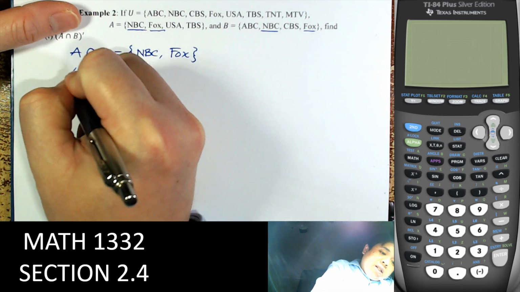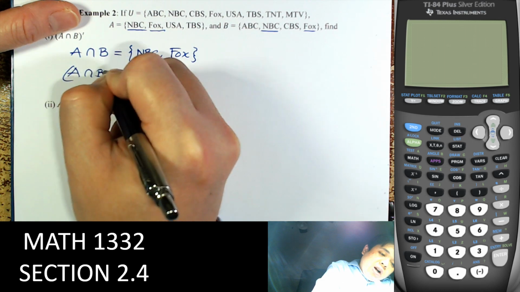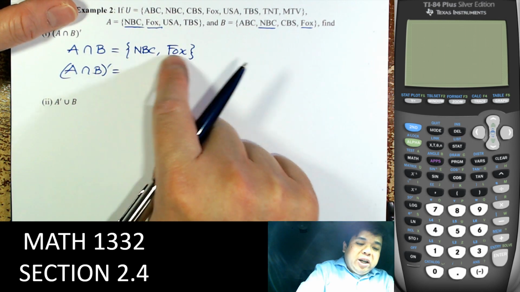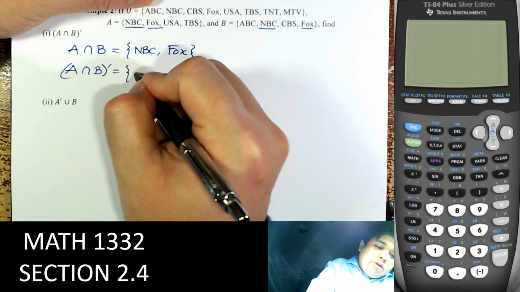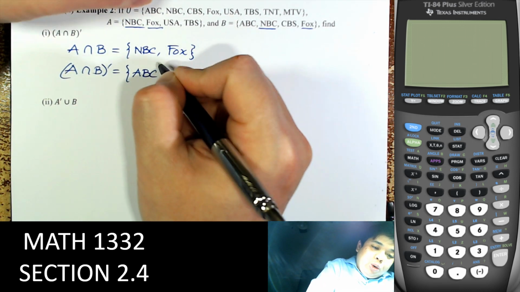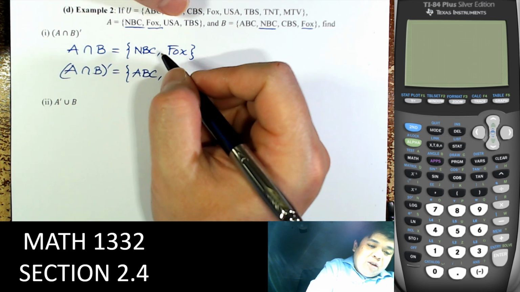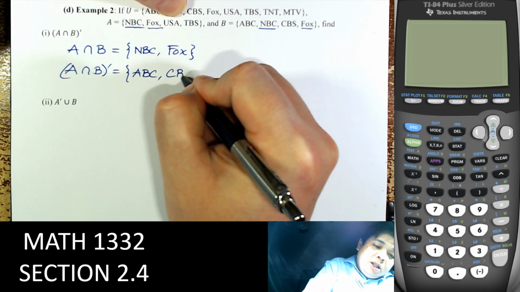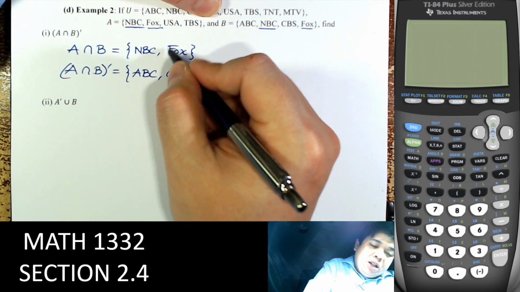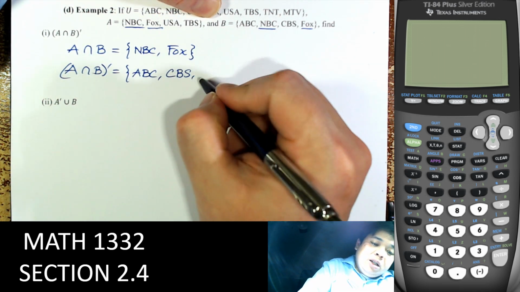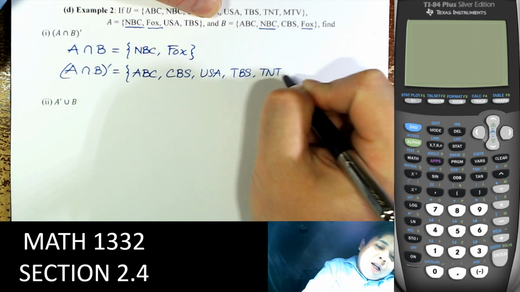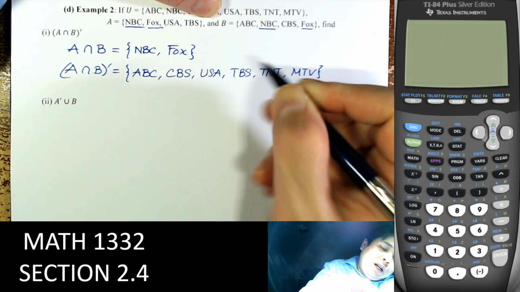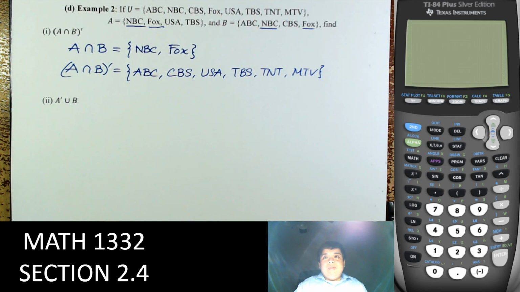Next, the complement of that. Complement is also easy. Complement is not in this set, but in the universal set. So just list everything in the universal set, ABC. Well, we do have NBC in here, so we're not going to count NBC. CBS, Fox already there, so we're not going to count that because it is complement. USA, TBS, TNT, and MTV. Yeah, so we just have that.